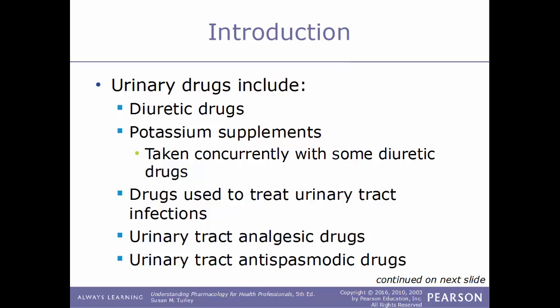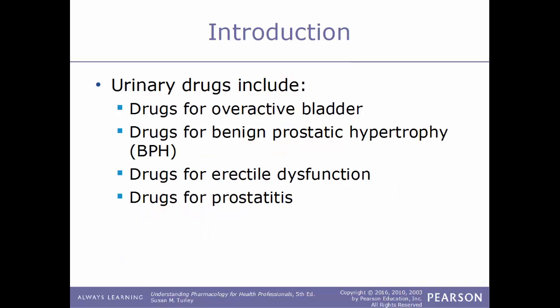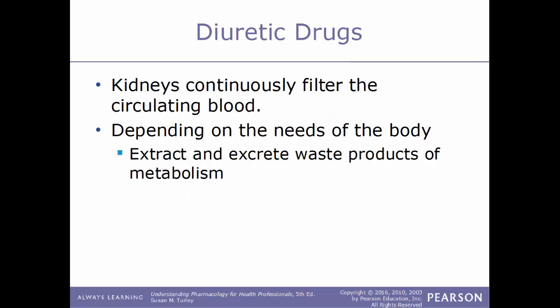Urinary drugs include a variety of different things. These can include diuretic drugs, could be potassium supplements. These are often taken concurrently with diuretics. Drugs that are used to treat urinary tract infections, urinary tract analgesic drugs, urinary tract antispasmodic drugs, drugs that will treat overactive bladder, drugs for BPH, benign prostatic hypertrophy, drugs for erectile dysfunction, and drugs for prostatitis. So all these drugs I just listed all fall in the category of urinary drugs because they involve the urinary tract in some manner. All right, we'll start off with diuretic drugs.